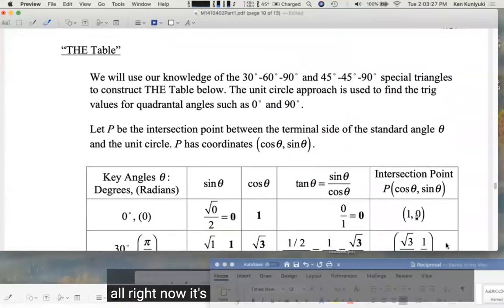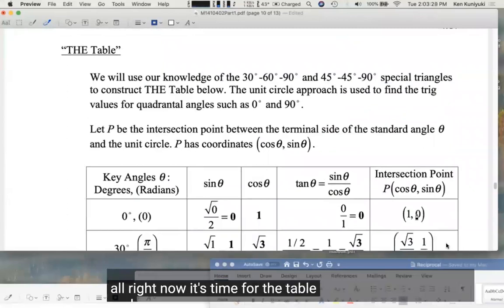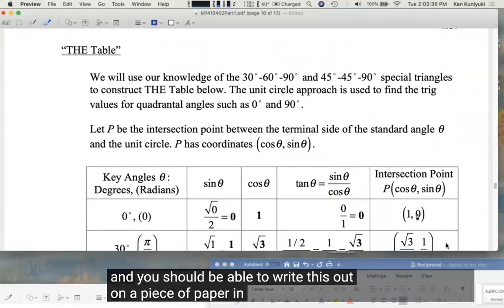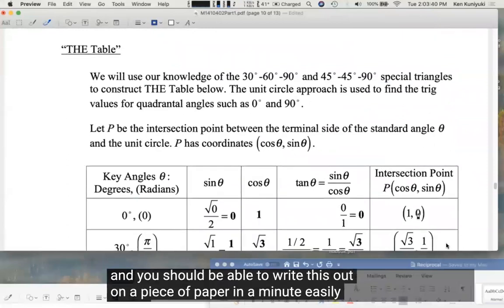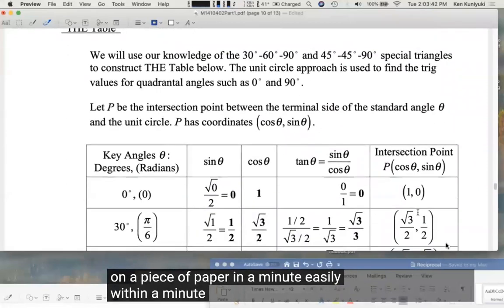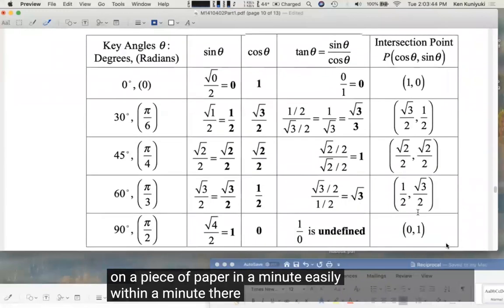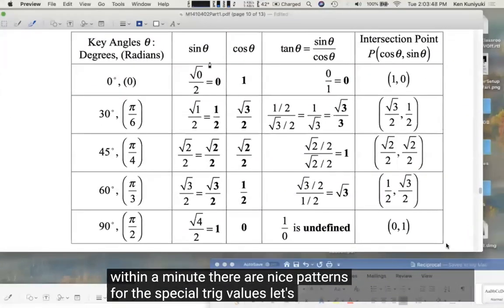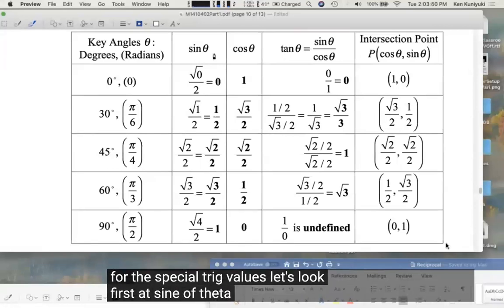All right, now it's time for the table. And you should be able to write this out on a piece of paper easily within a minute. There are nice patterns for the special trig values. Let's look first at sine of theta.